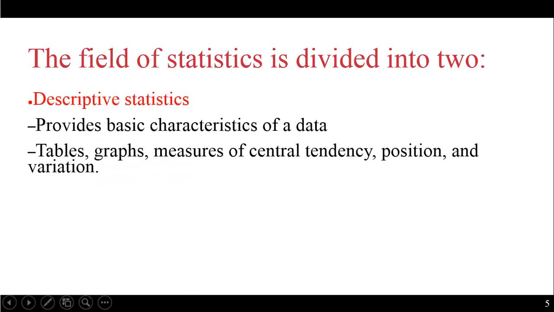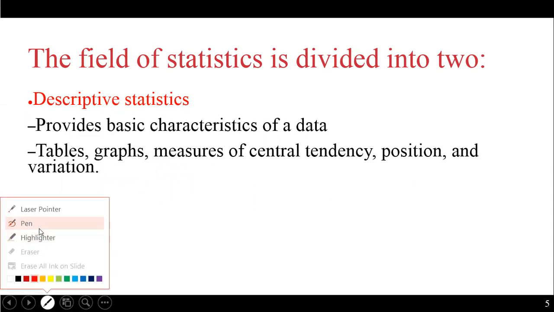Okay, now the field of statistics is divided into two. The first one is the descriptive statistics. Descriptive statistics provides basic characteristics of a data. Usually, it is shown using tables, graphs, measures of central tendency, position, and variation.